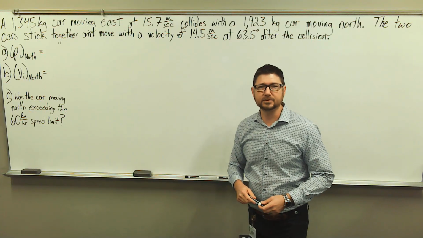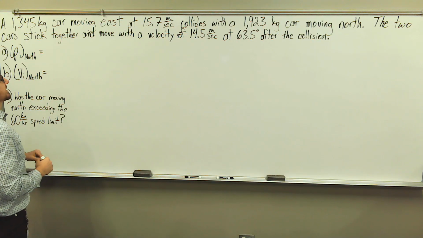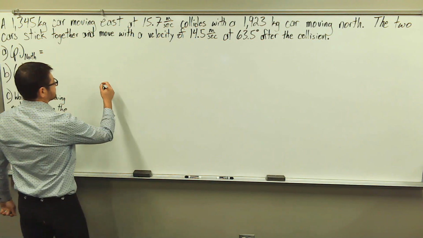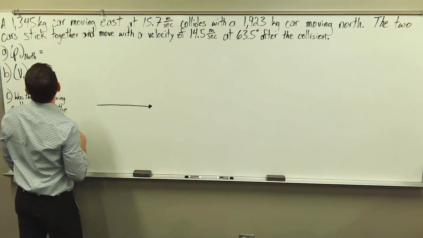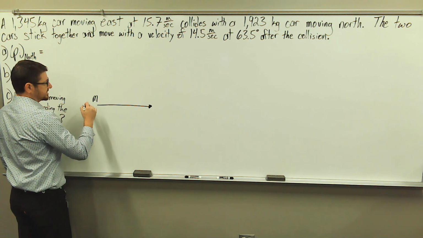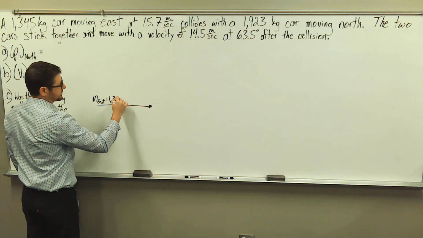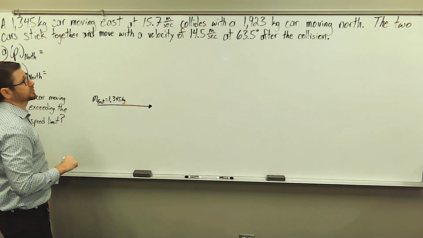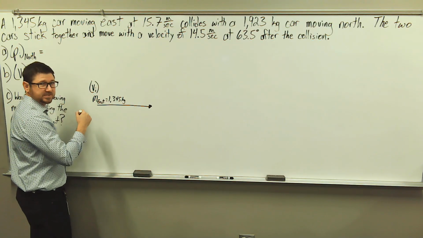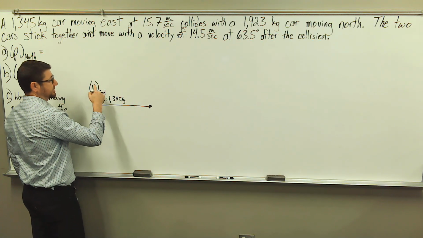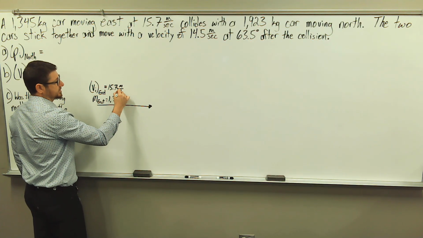So the first thing that we need to do is go ahead and draw a diagram. So initially we have a car moving east. So the mass of the car moving east, so I'm going to say m sub east is equal to 1,345 kilograms, and the initial velocity is 15.7 meters per second. So I'm going to use the subscript again of east. So the initial velocity of the vehicle moving east is 15.7 meters per second.